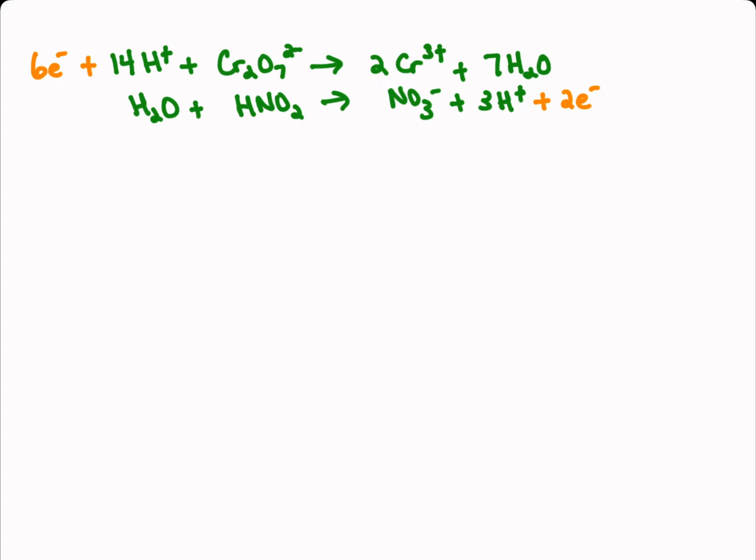Now the goal is to get the electrons to cancel out. I have 6 electrons in the first half reaction. I only have 2 on the second half reaction. So I'm going to go ahead and multiply by 3 on the second half reaction. So let's go ahead and do a cleanup here.